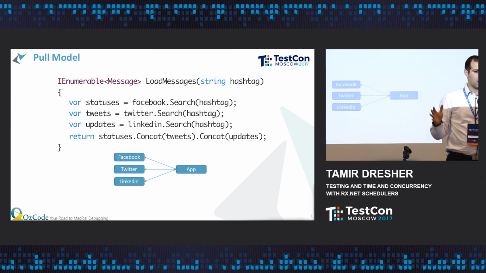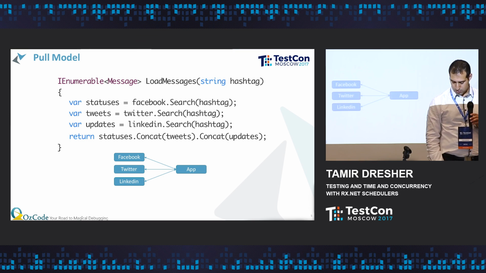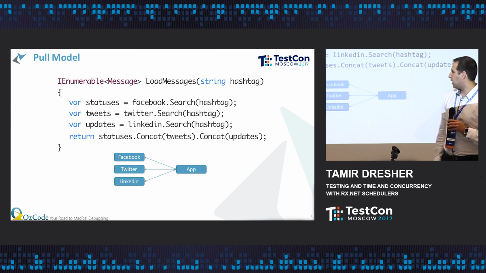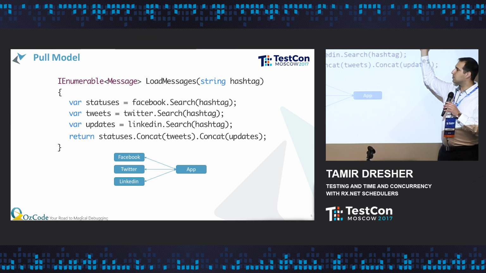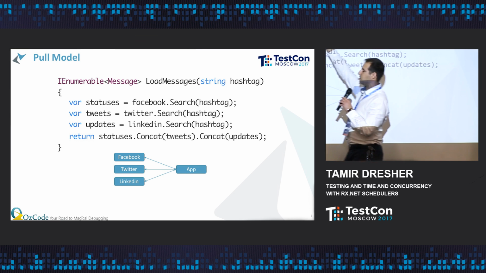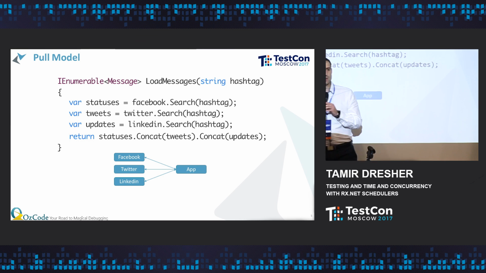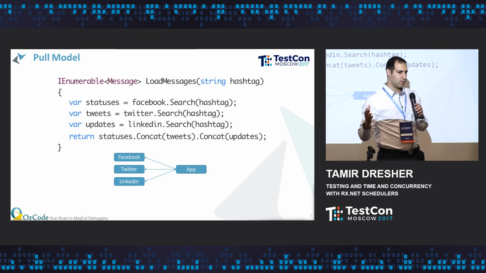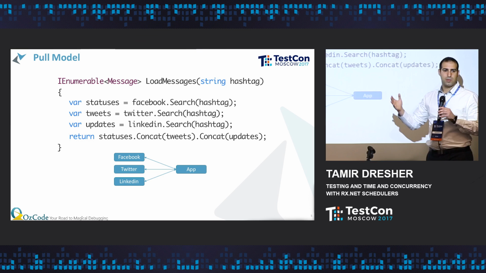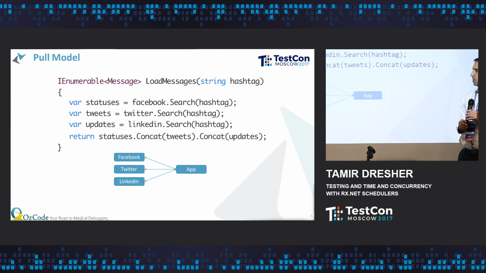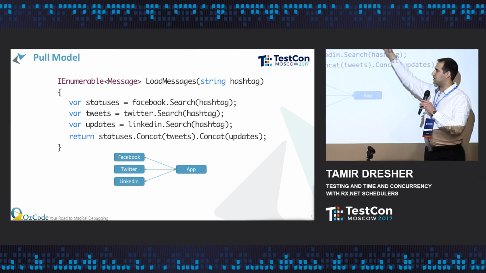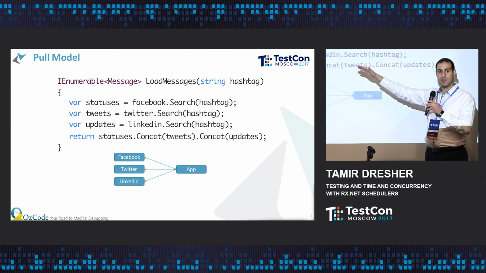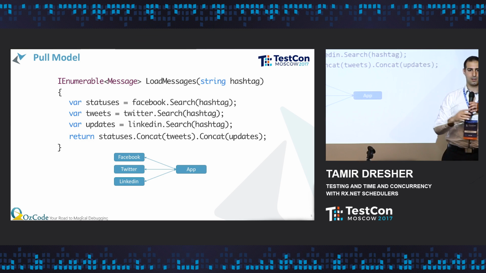So the traditional way that developers are writing this kind of code is something like that. We have a method that gets the string of the hashtag. It will return some collection. In .NET, this type of collection is IEnumerable. In other languages, it could be iterable or other type of collections. And inside, we go and do a search in Facebook, we get the results. Then we go to Twitter, we do the search and get the results. To LinkedIn, we get the results. And later, we just merge all the results together.